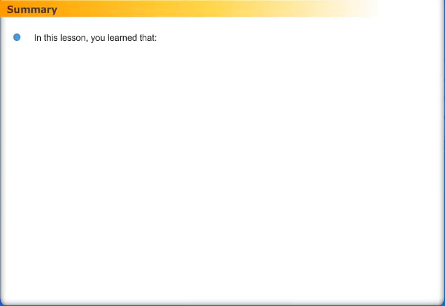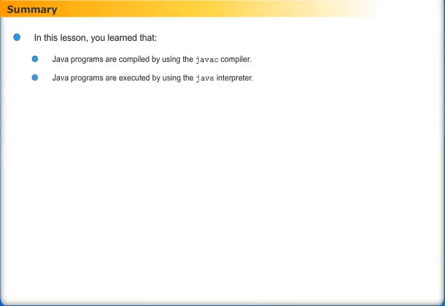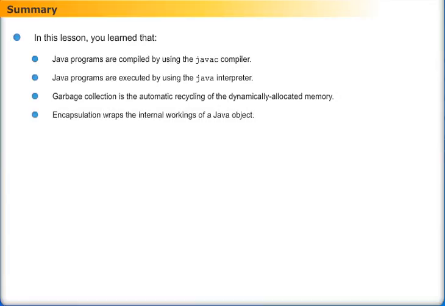In this lesson, you learned that Java programs are compiled by using the javac compiler. Java programs are executed by using the Java interpreter. Garbage collection is the automatic recycling of dynamically allocated memory. And encapsulation wraps the internal workings of a Java object.